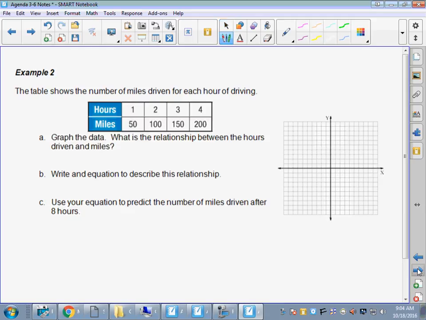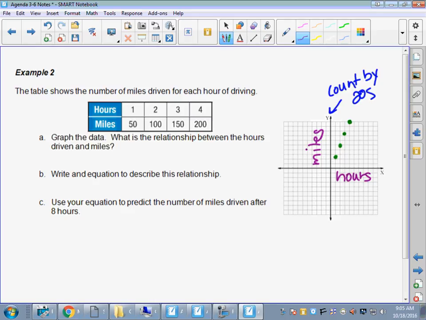Let's count by maybe tens? No, 20s. Count by 20s on the y, because we've got to get up to 200. So 1 goes to 20, 40, 50. 2 goes to 20, 40, 60, 80, 100. 3 is 150. And 4 hours is 200. So there's our graph. I'm not going to connect those dots, but this is the number of hours down here on the x-axis. This is the miles driven up here on the y-axis. We've got ourselves a graph.